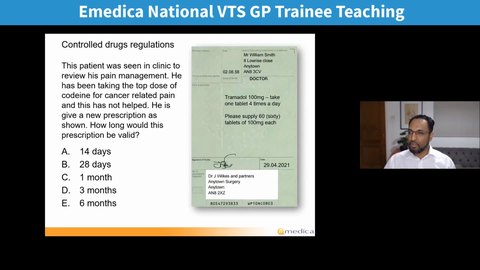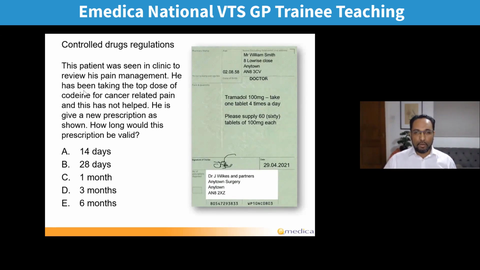Great. Okay, so the two most popular answers are A and B, 14 days and 28 days. These are the two really popular answers. So in a picture question, and the examiners have highlighted several times that any questions with pictures in, whether it's dermatology, ophthalmology, or something like this in the admin domain about rules and regulations, people often struggle. So it's really important that you look at both the picture and the scenario.